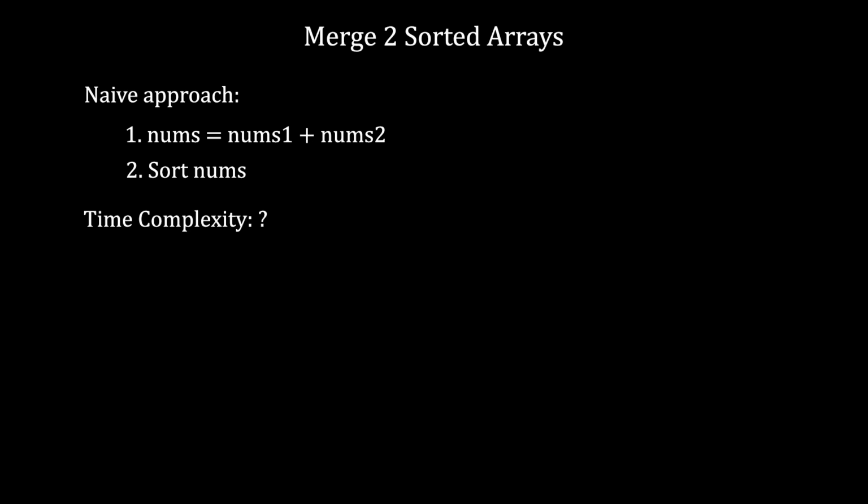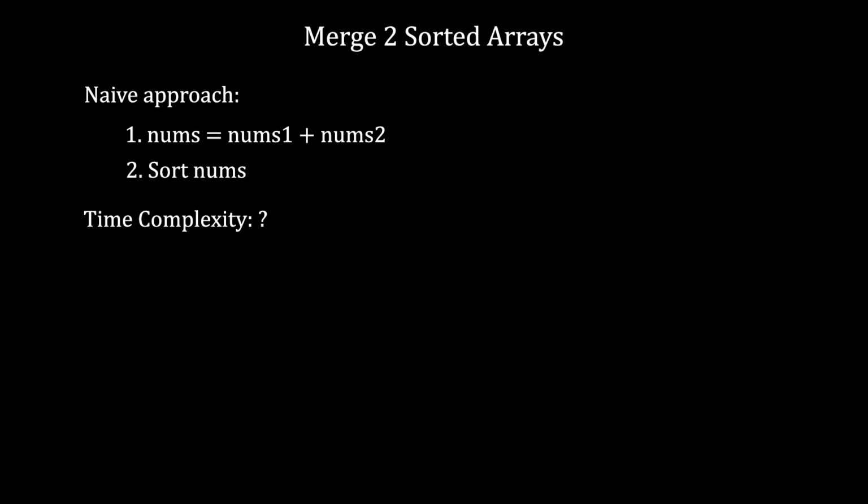It is pretty simple, you might have already thought of it, and it consists of two steps. Step number 1 is to have an extra array nums in which we are going to push every element from nums1 and then push every element from nums2. And then, the second step, we just sort this array nums. What do you think is the time complexity of this algorithm?